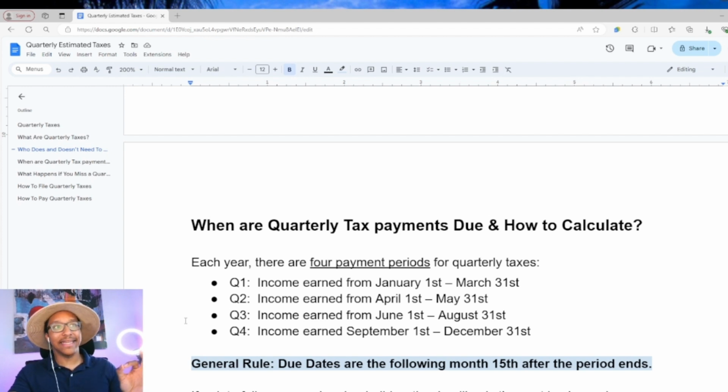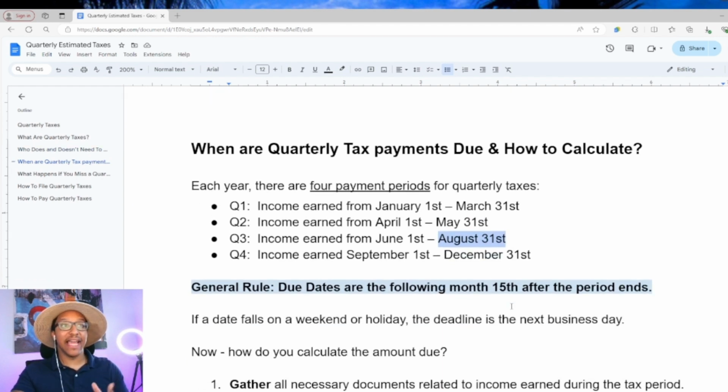So Q1 is income earned from January 1st to March 31st. Q2 is income from April 1st to May 31st. Q3, June 1st to August 31st. And Q4 is September 1st through the end of the year. The general rule is due dates are the following month's 15th after the period ends. So in this case, for Q1, the period ends on March 31st, so the due date for quarter 1 taxes will be April 15th. As for Q2, the due date for Q2 taxes will be June 15th, and so on and so forth.